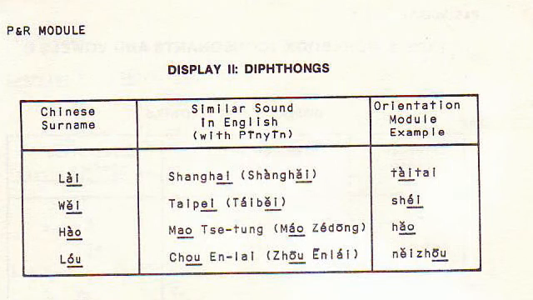Here's the last surname. The diphthong O is spelled OU, as in Zhou and Lai. In Chinese, Zhou Enlai. Try repeating.